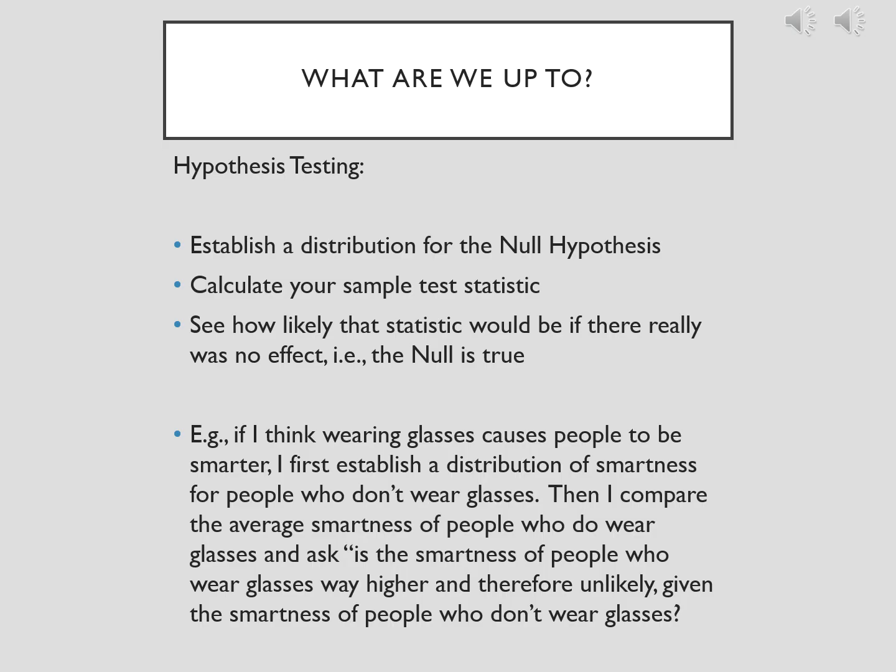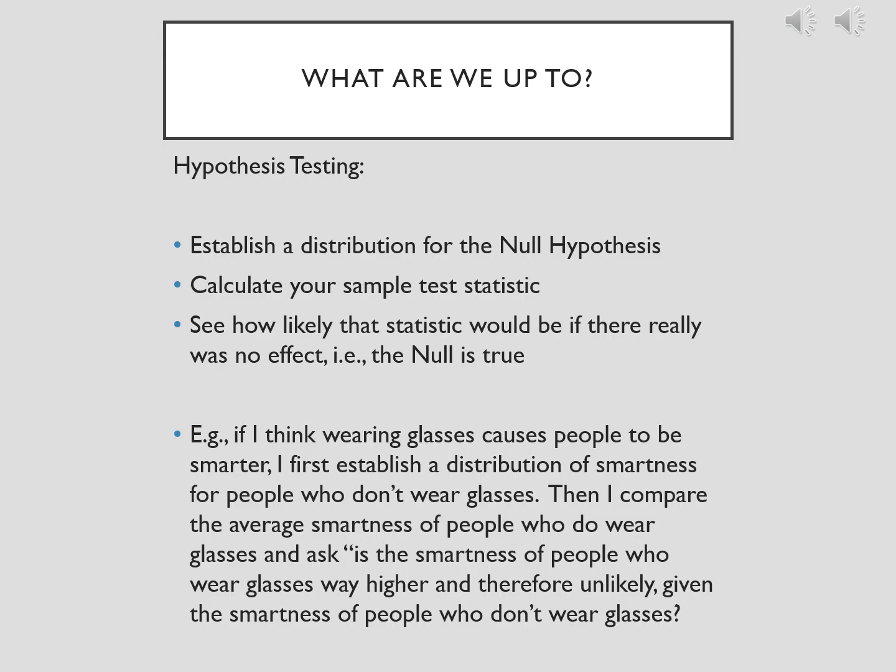So if I think that wearing glasses causes people to become smarter, to test that in terms of hypothesis testing, I would first set up a distribution of smartness for people who do not wear glasses. This is saying, hey, I want to figure out, well, what's the smartness of people who don't wear glasses? That's the null hypothesis, because that's saying that really there isn't any type of effect of wearing glasses on smartness. So I first establish a distribution of people who don't wear glasses and look at all of their smartness, okay?